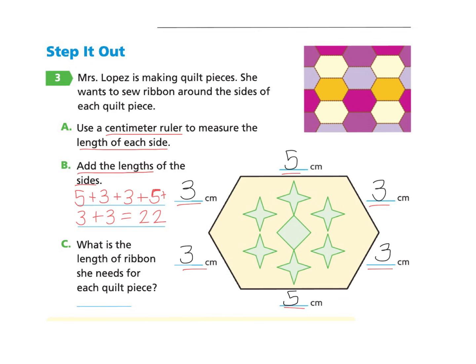And so Part C asks, what is the length of ribbon she needs for each quilt piece? And we can answer 22 centimeters, which we abbreviate as cm. Just like when we were writing inches, we write IN as the abbreviation. As always, you can go back and rewatch this video if you'd like and pause along the way as needed.